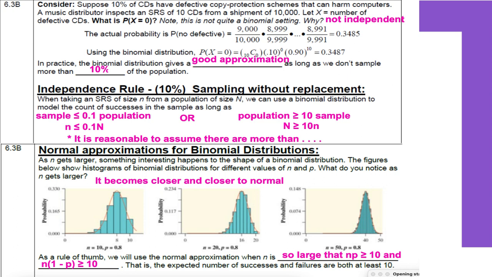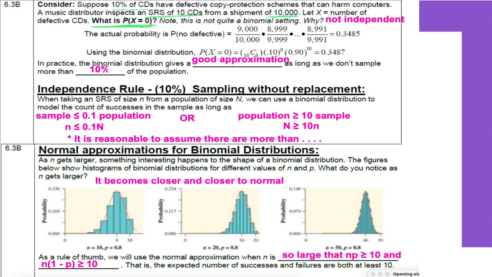This is where it gets a little weird. Okay, I'm going to read this one. Suppose 10% of CDs from some company have defective copy protection schemes that can harm computers. Who uses CDs anymore? A music distributor inspects a simple random sample of 10 CDs from a shipment of 10,000. So X is the number of defective CDs. What's the probability that there are no defective CDs, that X is 0?